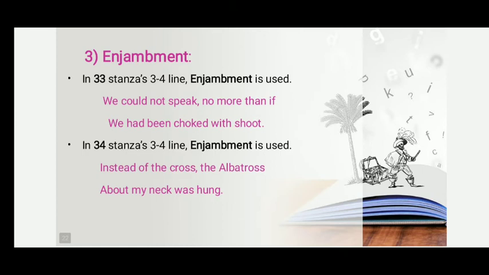Second one, in 34th stanza, third and fourth line, enjambment is used. Let's see. Instead of the cross, the albatross about my neck was hung.